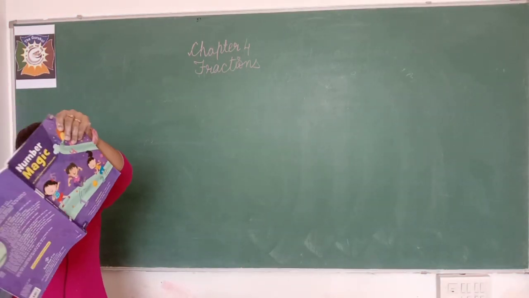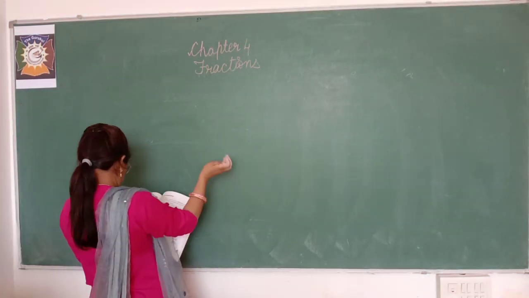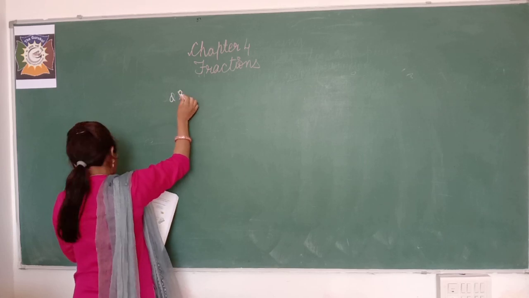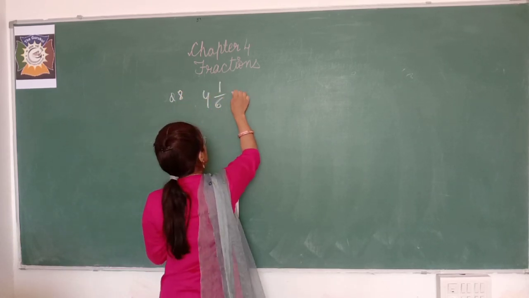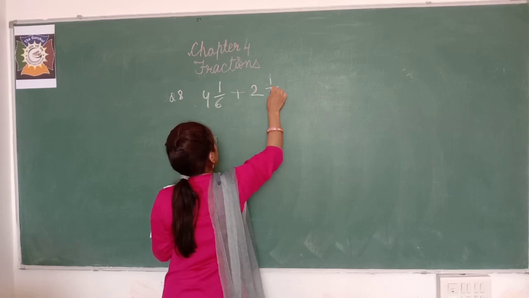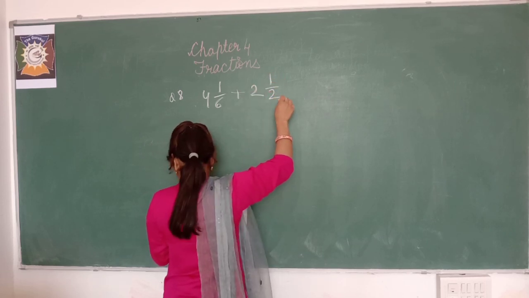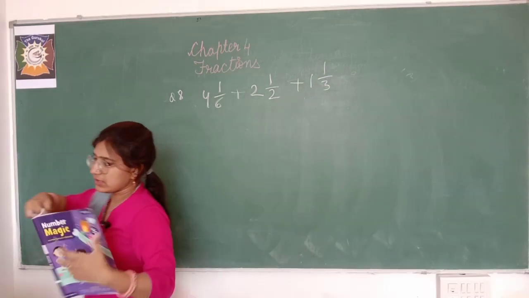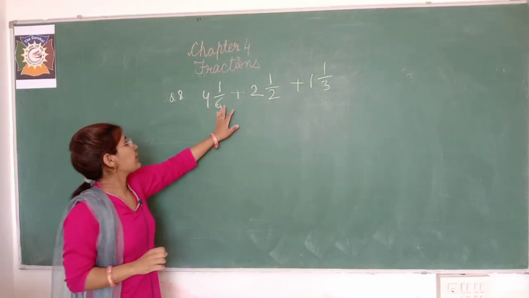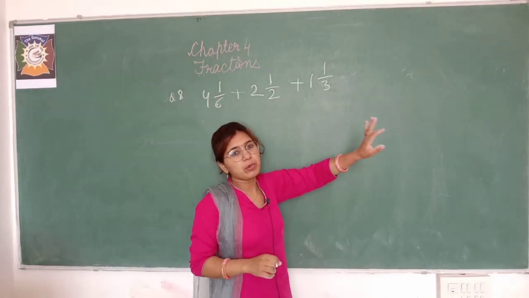See beta, in question number 8, 4 whole 1 by 6 plus 2 whole 1 by 2 plus 1 whole 1 by 3 is given, and you have to find out the sum. See बच्चे, here first we will convert the mixed fractions into improper fractions.